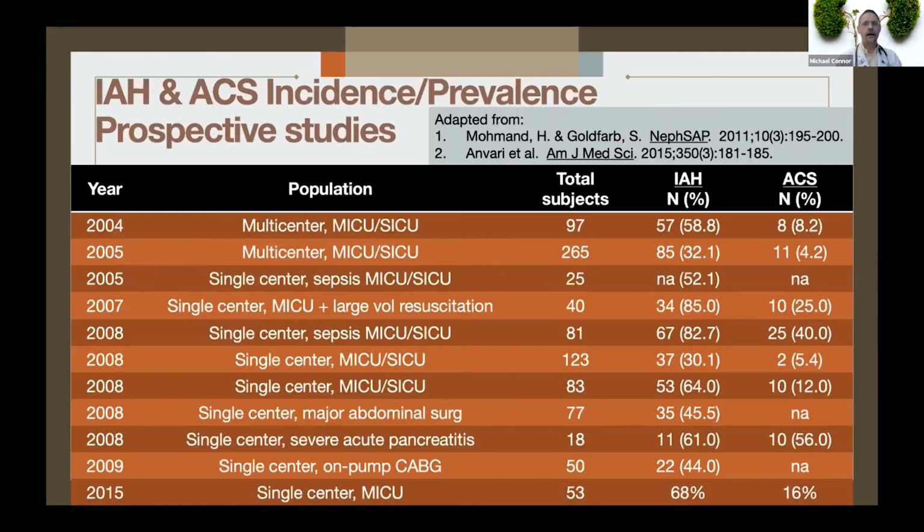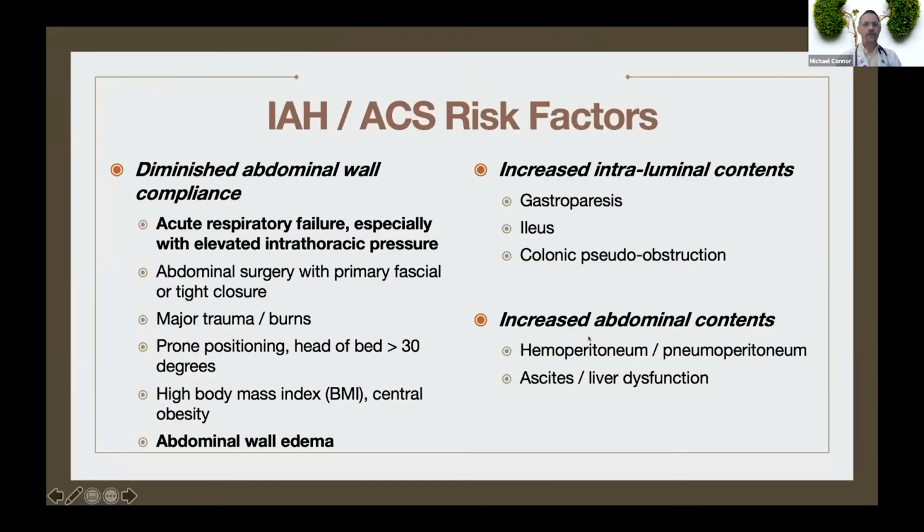But is this really common? Yes, it is. In all of these prospective incident studies in ICUs of all sorts of different flavors, intra-abdominal hypertension affects anywhere from 30 to 80% of patients, and abdominal compartment syndrome is also quite common within the ICU. What are the risk factors? Why is this so common? It's common because everything we do in the ICU contributes to an increase in intra-abdominal pressure for the most part.